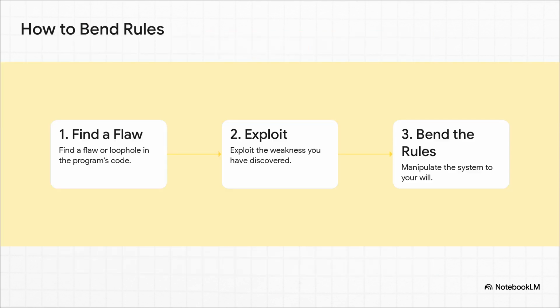First, you find a flaw in the code, a little loophole. Second, you exploit that weakness. And third, you bend the rules. And that's it. That's the game. And it's exactly what real-world hackers and heroes like Neo do.